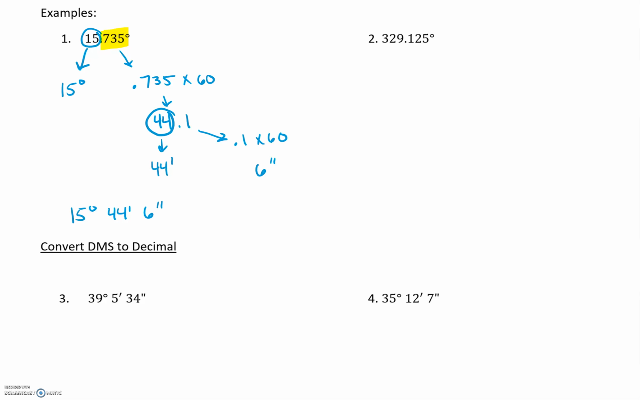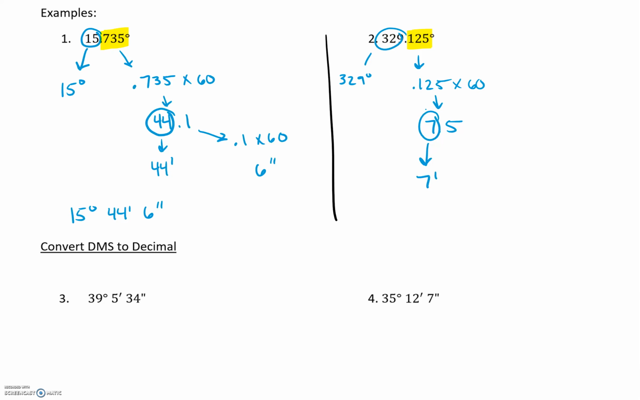All right, so let's take another look at another example. So again, my whole number, that's easy, that's going to be my degrees. Now I'm going to take my decimal part. Because there's 60 minutes in a degree, I'm going to multiply that, 0.125 times 60. So 0.125 times 60 is going to give me 7.5. So this part, that 7, is going to be my minutes.